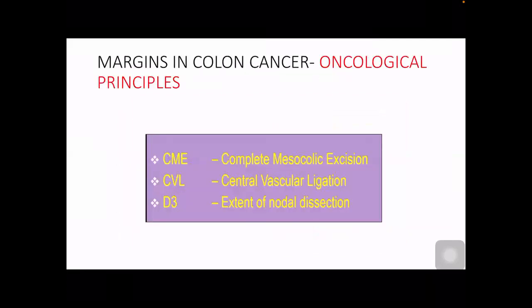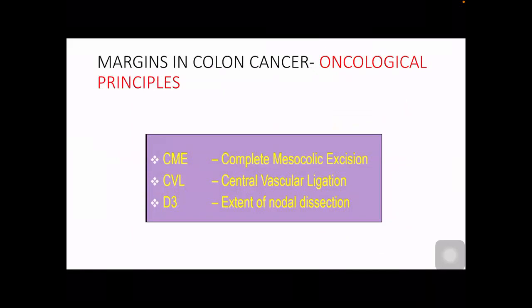And as I said before, three important things in oncological principles of colorectal cancer treatment are CME, CVL, and D3. I explained about what is CME, complete mesocolic excision. That is, you have to take the bowel along with the entire mesocolon. It's not like only the bowel should be removed. So your specimen should have the colon along with the entire mesocolon. Then only you have done the surgery according to the oncological principles.